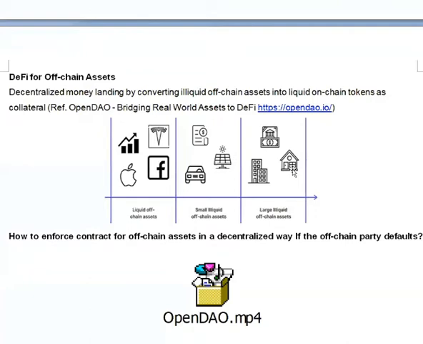But the most difficult part of this is, as I said here, how to enforce the contract for off-chain assets in a decentralized way. This is a very difficult task, because if the off-chain party defaults, for example, you provide your collateral, the on-chain asset, to the liquidity pool, you can liquidate, like do an auction or things, but this part is very difficult. So currently there is no good solution that is completely decentralized.